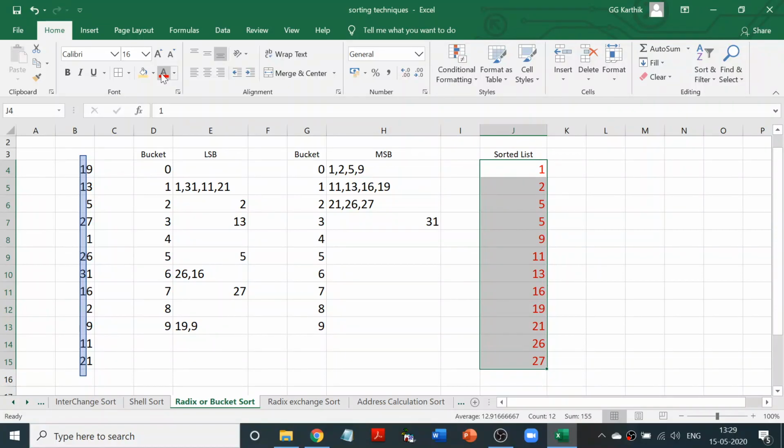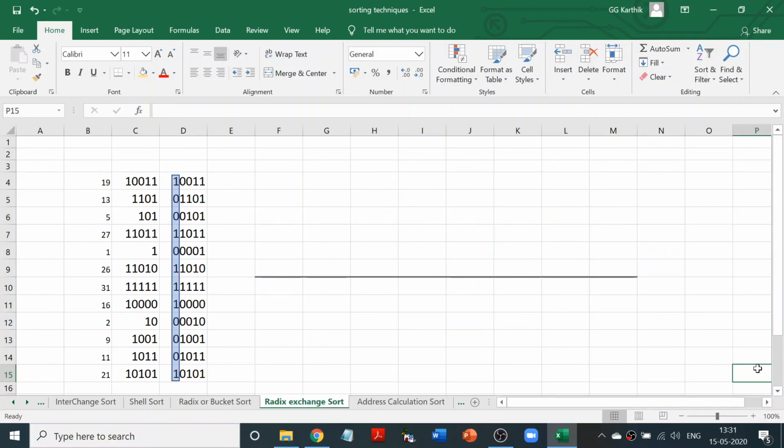Easy? Yes. So only 2 steps here. One is you take the least significant digit, put them into appropriate buckets, take the most significant digit, put them in the appropriate buckets, and you're done. That is going to be your bucket sort or radix sort. So radix sort is a very, very easy sorting technique. So we'll move on to the next sorting technique now.